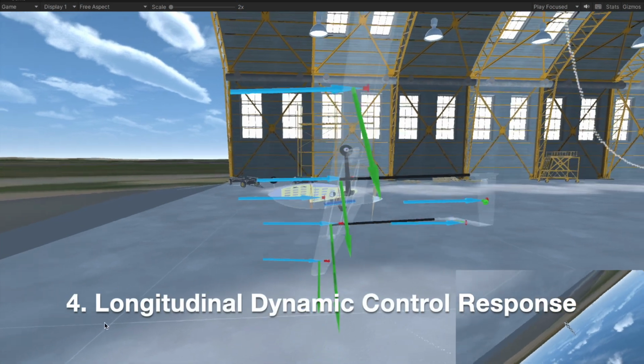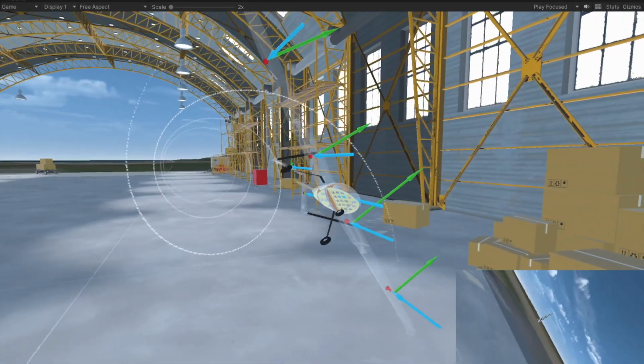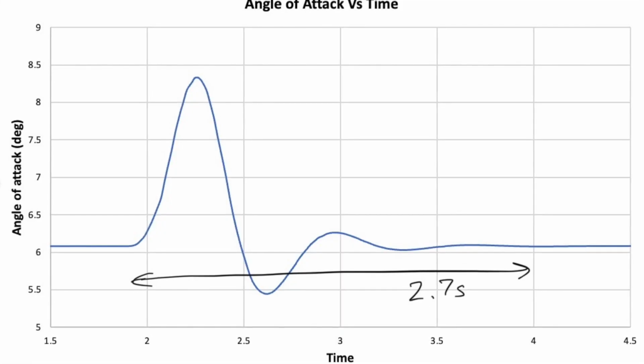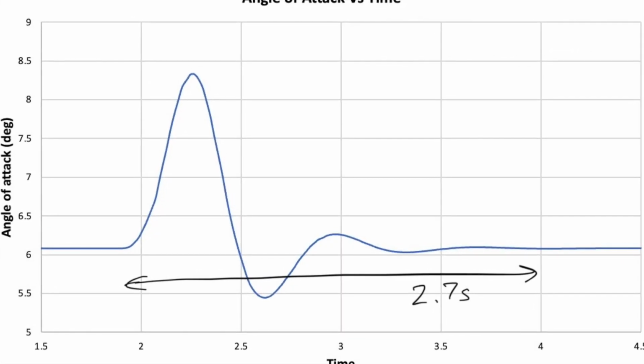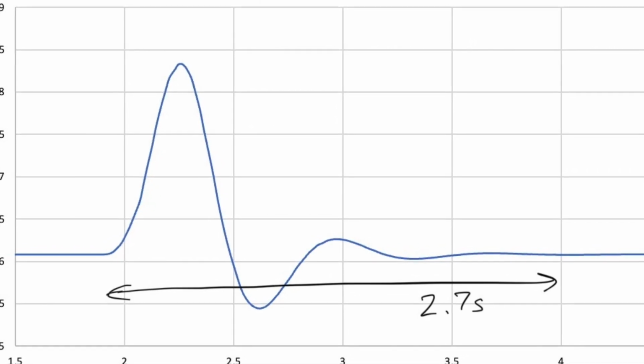The longitudinal pitching motion is highly dependent on the free stream speed and CG position. To assess the pitching qualities of this aircraft, a variety of wind speeds were tested to assess the change in response to elevator input. At a speed of 15 meters per second, the time to subside is 2.7 seconds, resulting in a damping ratio of 0.292.